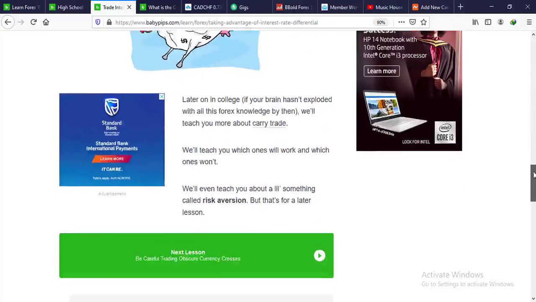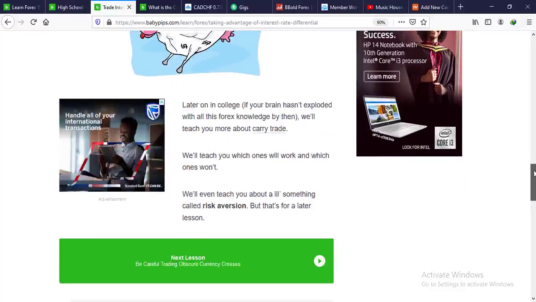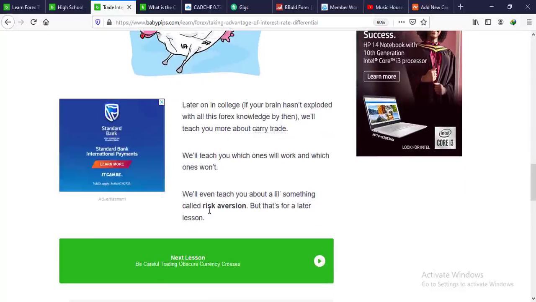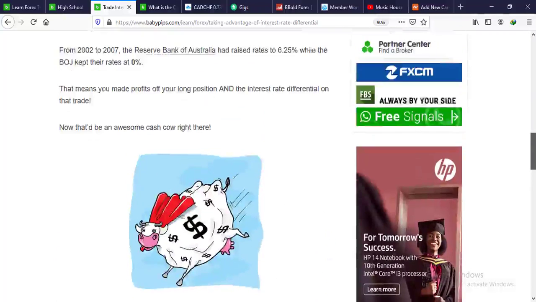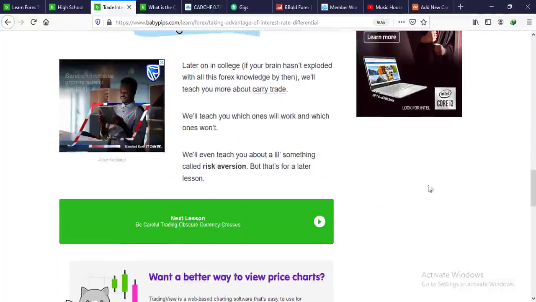So we are going to learn more about interest rate differentials and how to profit from them by learning what is called carry trade. We are also going to learn something called risk aversion. Babypips is going to teach us. So for now, we are learning more, and let's move ahead to the next lesson that says be careful trading obscure currency crosses.